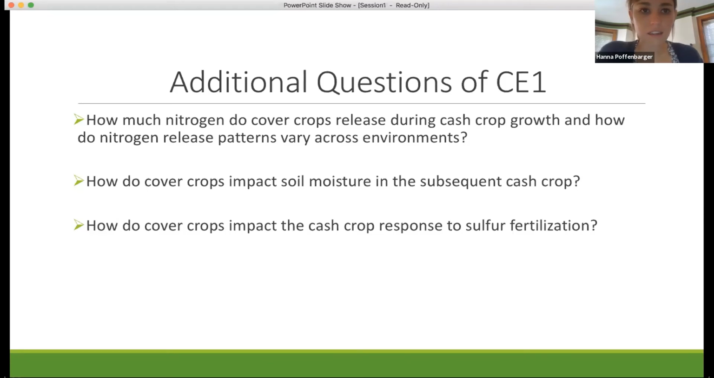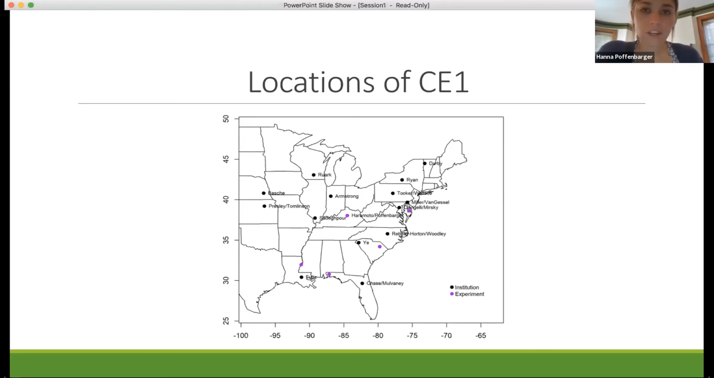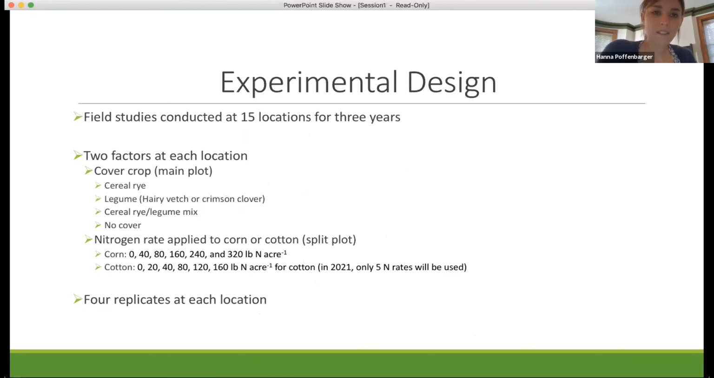Next slide. So there are 15 locations in Common Experiment 1, and they span all the way north to Vermont and all the way south to Florida, and then as far west as Nebraska. Next slide, please. So the overall design is those 15 locations. We'll be conducting the study for 3 years, and we'll rotate to different fields each year.